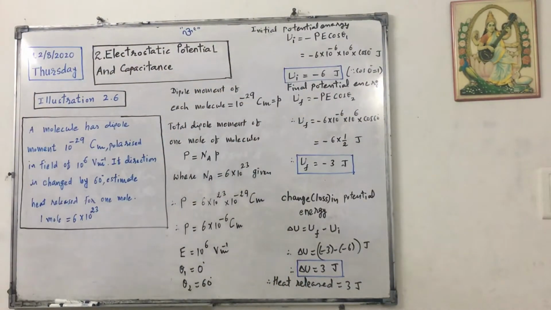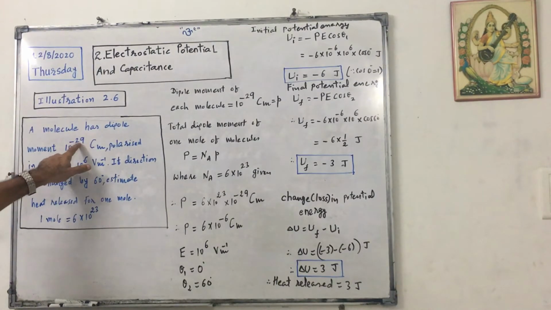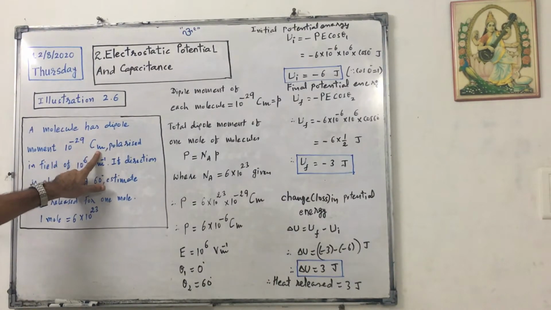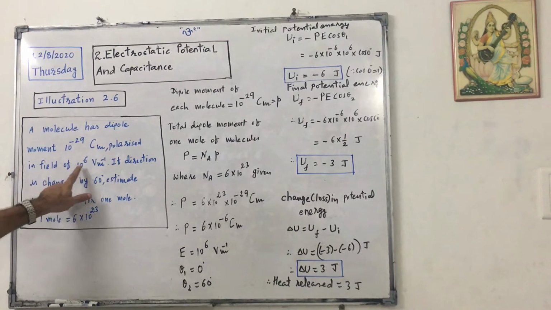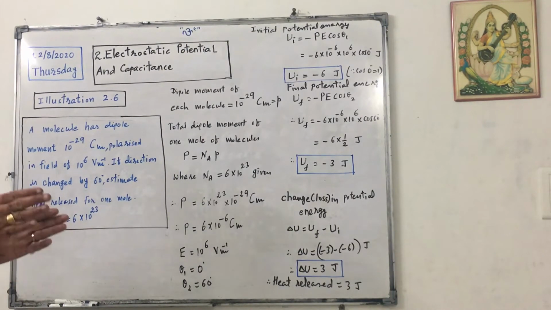So, electrostatic potential and capacitance. Okay, illustration 2.6. A molecule has dipole moment 10 raised to minus 29 coulomb into meter, polarized in field of 10 raised to 6 volt per meter. Okay, polarized means vector P and vector E are in same direction.